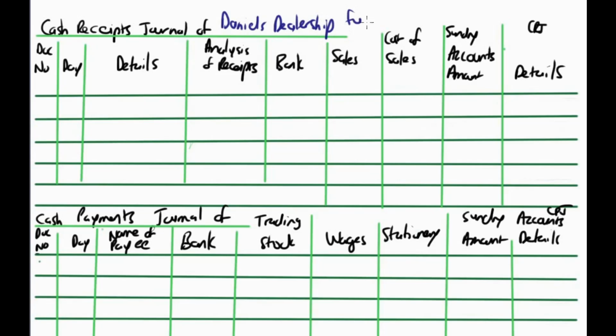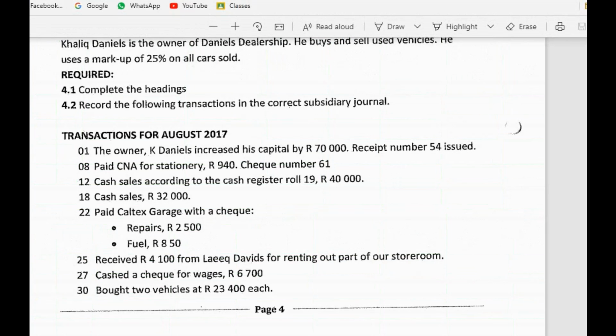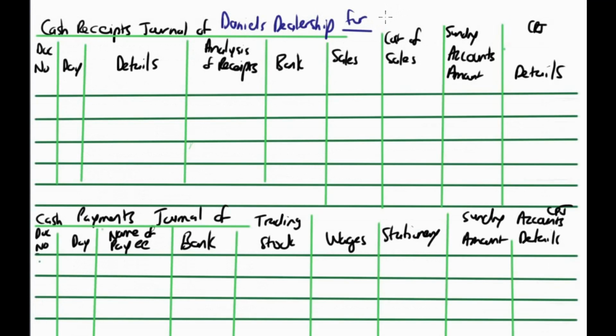And then you'll see there's another part that says "for". Now we need to look for which particular month I have to do it, and you can see that the transactions are for August. So it will be for August 2017, and I would do the same thing over here. Sorry guys, it would just be Daniel's Dealership for August 2017. So you'll notice that you are doing the books for a business for a specific month.